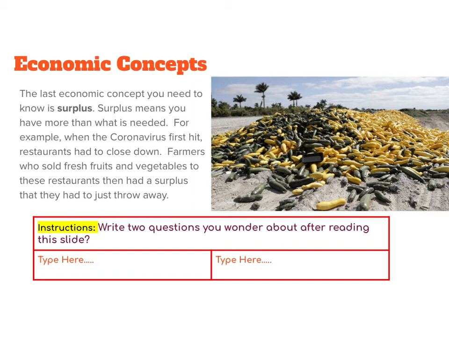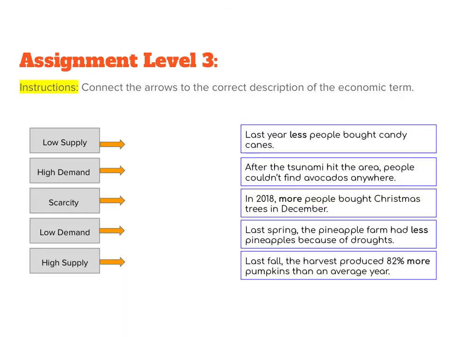So what you need to do is write 2 questions that you wonder about after reading this slide. And that could be questions that you find as you're reading the slide and as you're looking at the picture that is there. What are 2 questions that come to mind? And type those into the boxes there.